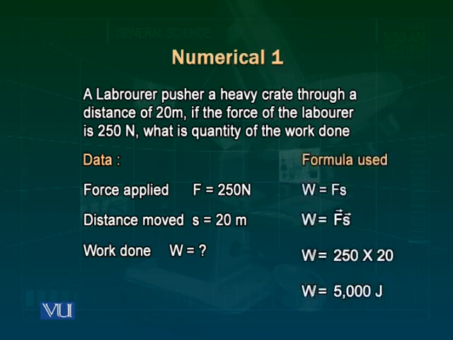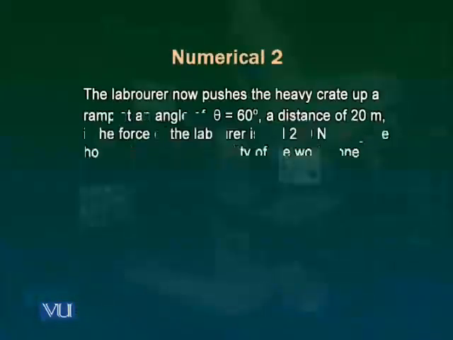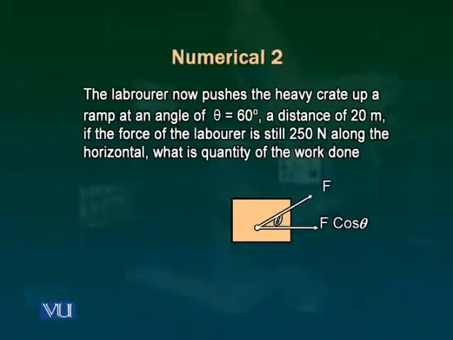This is the data we have. The formula which we use, of course, is the standard formula, W is equal to F into S. So the work done is going to be 250 into 20, which is 5,000 joules. So the laborer applying a force of 250 newtons moves the object 20 meters in the direction of the force. He does useful work which is 5,000 joules. Now the same laborer wants to take this object at an angle. He is continuously applying the force in the same direction, but the crate is now moving upwards at an angle, like it is shown on the slide.